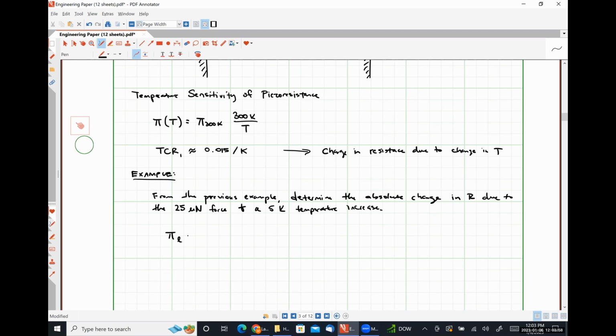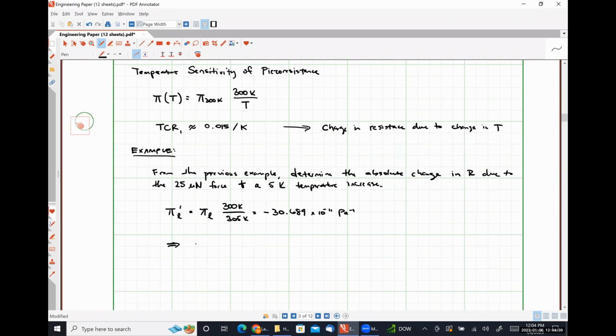Our longitudinal piezoresistive coefficient at our new temperature, which I'm going to denote by putting a prime there, is just going to be our old longitudinal coefficient times 300K over 305K. So we should see that it gets slightly smaller. It goes from negative 31.2 to negative 30.689 times 10 to the negative 11 inverse pascals, behaving exactly like what we would expect.